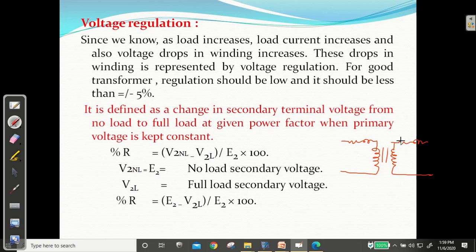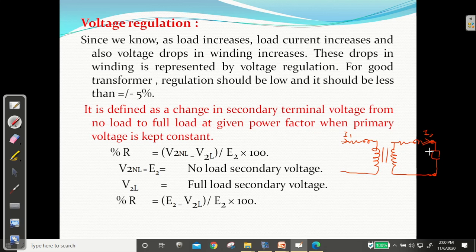Regulation means when you connect the load on the secondary side, the terminal voltage will change from no load to full load, right? And as the terminal voltage changes from no load to full load at the terminal here due to the change of load, this change is called regulation. This change shows the regulation.